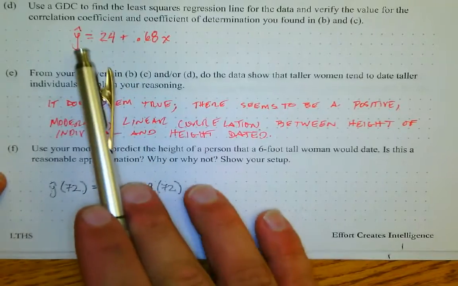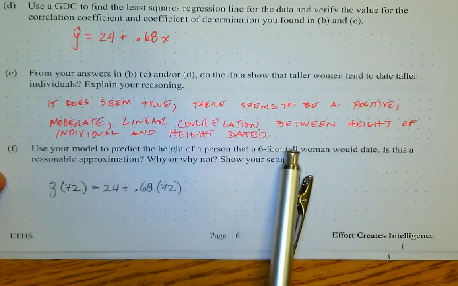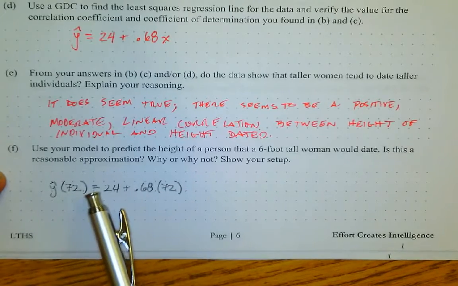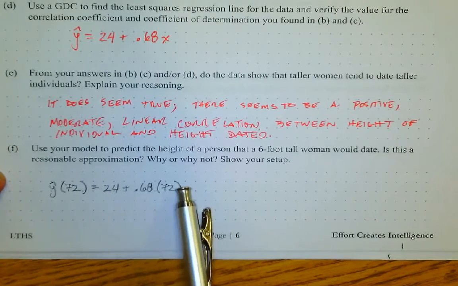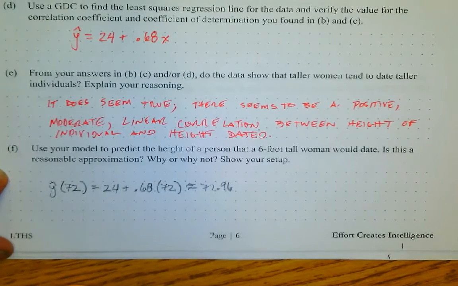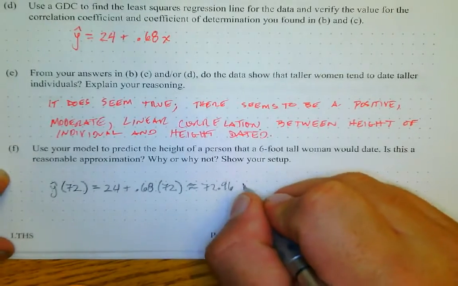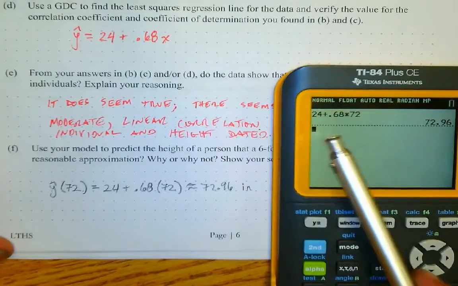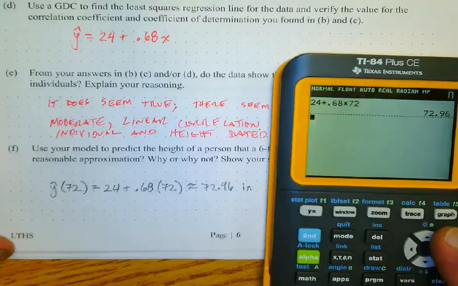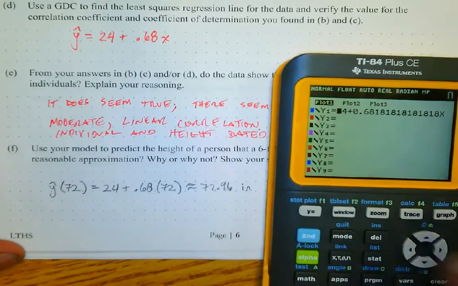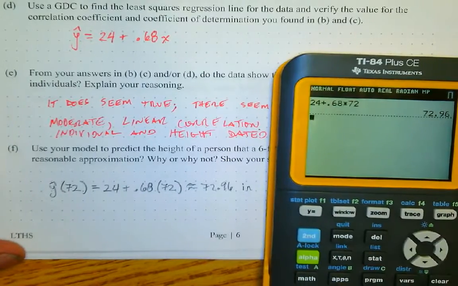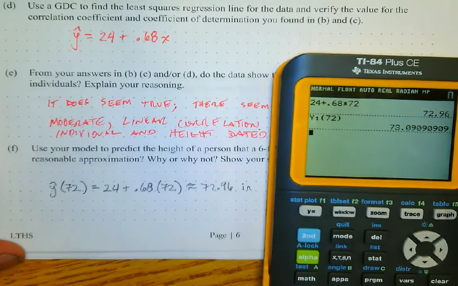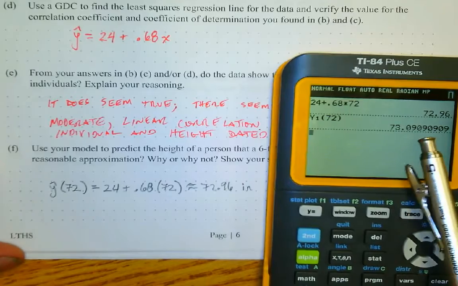First, our equation, we're going to evaluate it at a 6-foot-tall woman, the input x, which would be 72 inches. So y hat at 72 is equal to 24 plus 0.68 times 72. And that value is 72.96 inches. Now, that's all I did, 24 plus 0.68 times 72. Now, of course, I have actually stored that equation into y1, and so I could come over here and just say second trace y1 at 72 and get a little bit more precise value, which is about 73 inches.